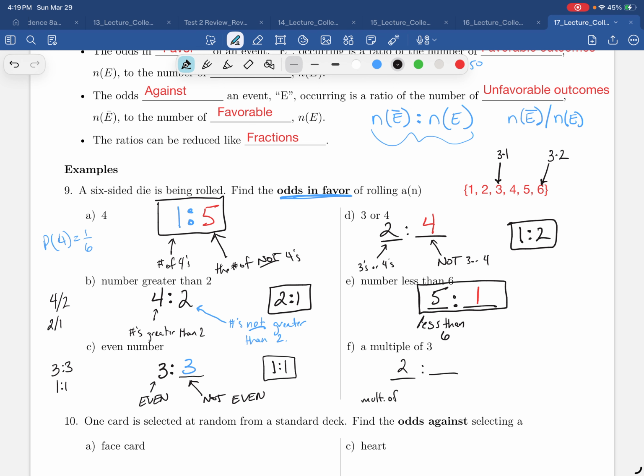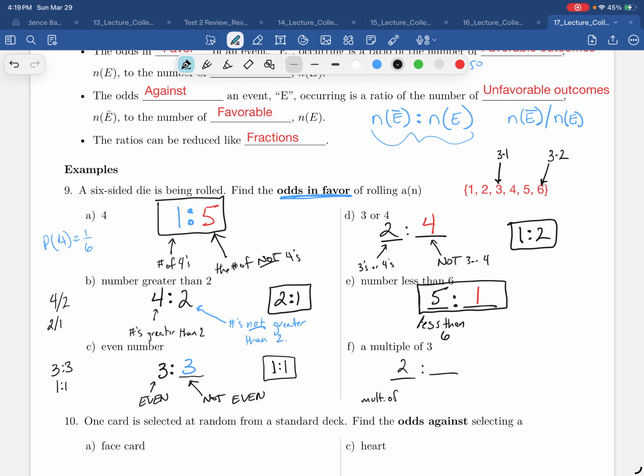Let's go back to our deck of cards. One card is selected at random from a standard deck. Find the odds against. Okay, now odds against means that we're going to put the losing number first. Let's keep that in mind as we go. I'm going to bring back up our deck of cards in case not everybody knows these.